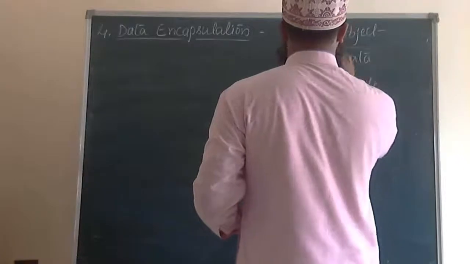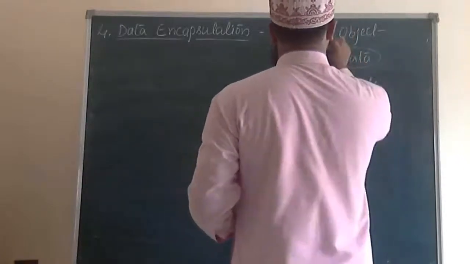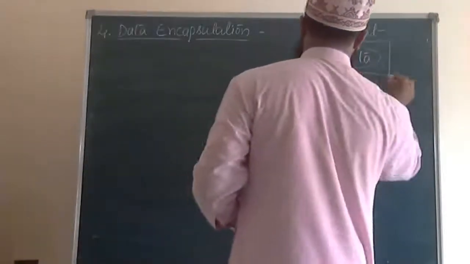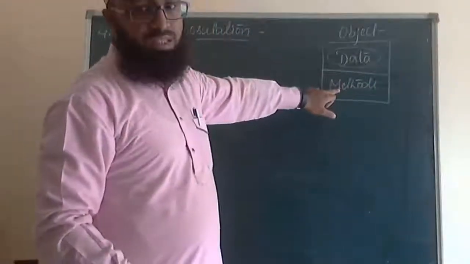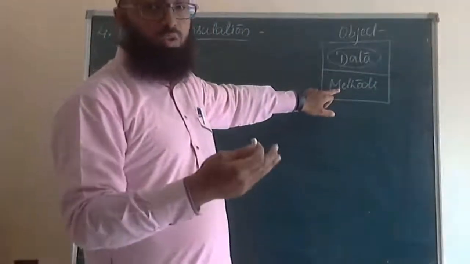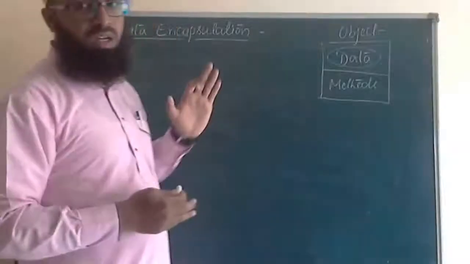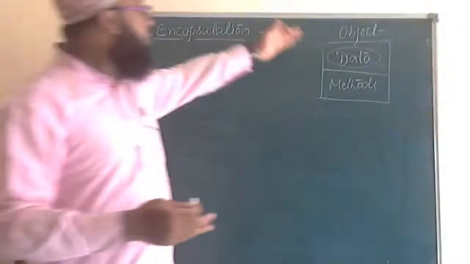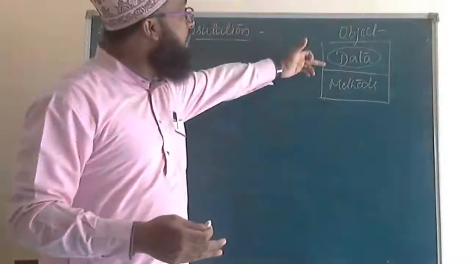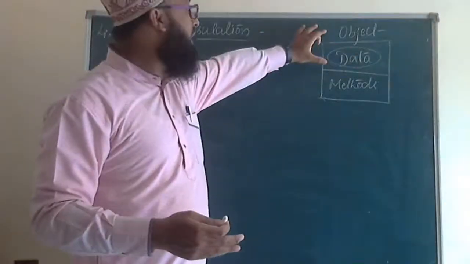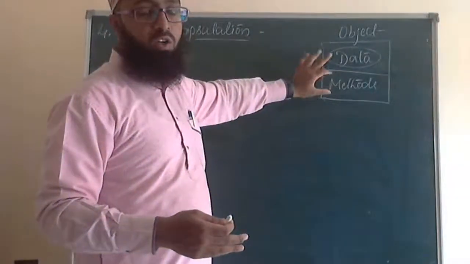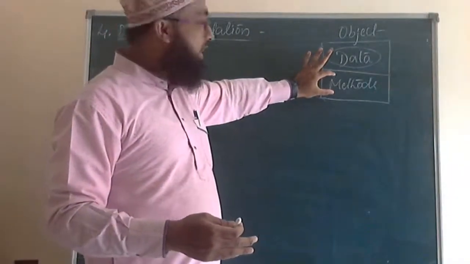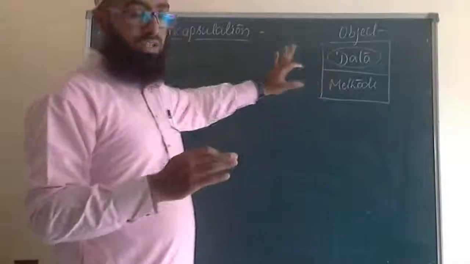Okay, data and methods. Two things are there in an object: one is data and the other one is methods. Methods are called functions only. Don't get confused, methods are functions only. So data encapsulation completely depends on data. Under any object, data encapsulation is completely dependent on data, not on functions. And methods are functions themselves. Now come to the point.